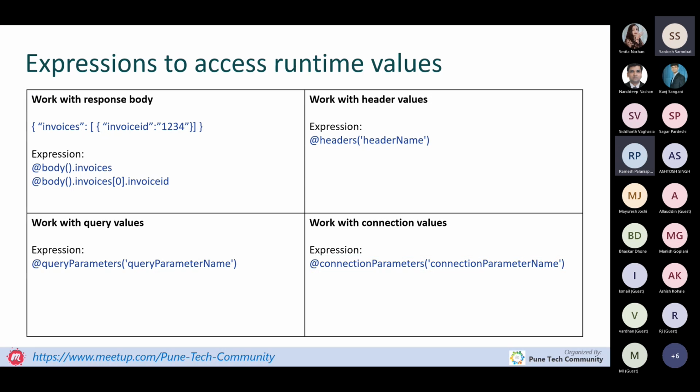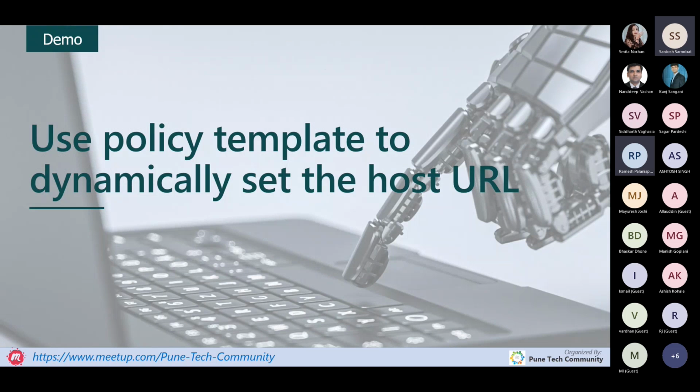Now let's go to the demo. In this demo, we will see how to use the policy template to dynamically set the host URL. We will create a policy template to set the host URL at connection creation. This process allows a connection to work with either test or production.